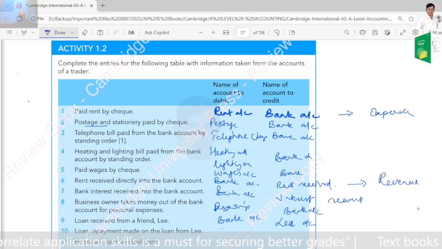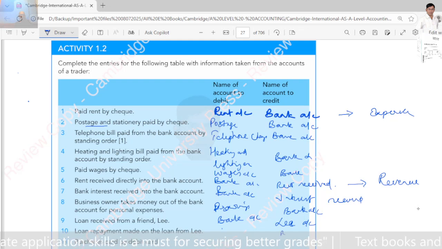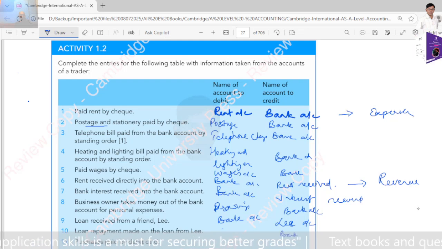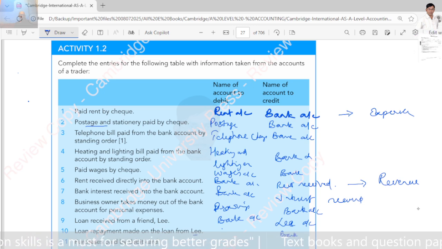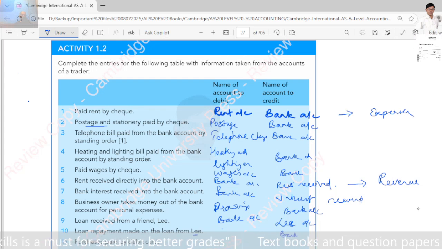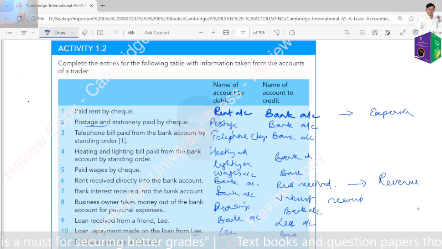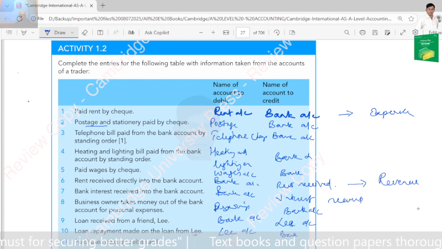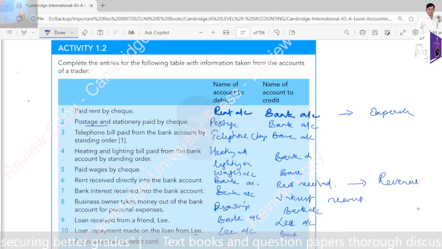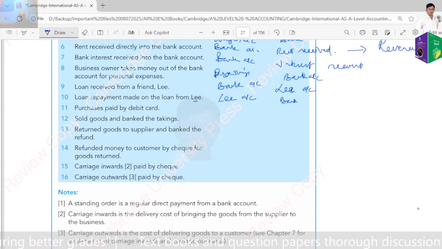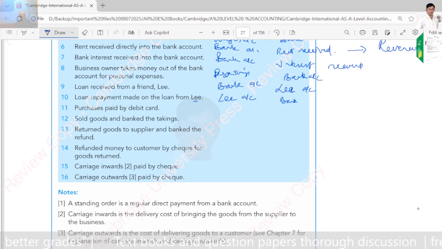So what is happening? Money is going out from bank, and who is receiving? Lee. Lee is receiving. When you repay the loan, Lee will receive. So Lee account will be debited, because debit the account that receives. Okay, so be specific, be clear which account will be debited, which account will be credited. You have to be very clear.